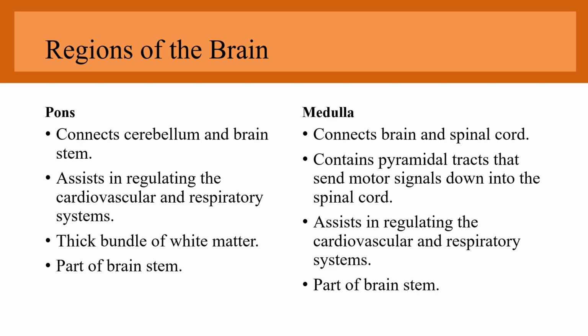Next, we're going to discuss the last two sections of the brain stem. We have the pons, which connects the cerebellum and the brain stem together. This assists in regulating the cardiovascular and respiratory systems. It's a thick bundle made of white matter, and as I mentioned, it is part of the brain stem. The medulla connects the brain and the spinal cord. This contains pyramidal tracts that send motor signals from the motor cortex down into the spinal cord. This assists in regulating the cardiovascular and respiratory systems as well. These two, the medulla and the pons, work together to regulate these two systems. As it says, the medulla is also part of the brain stem.